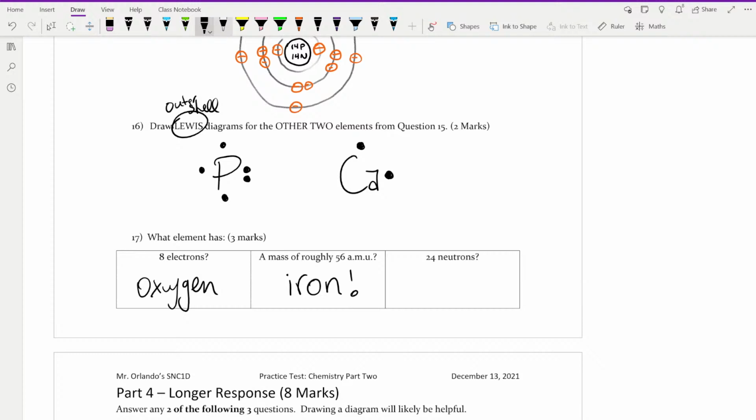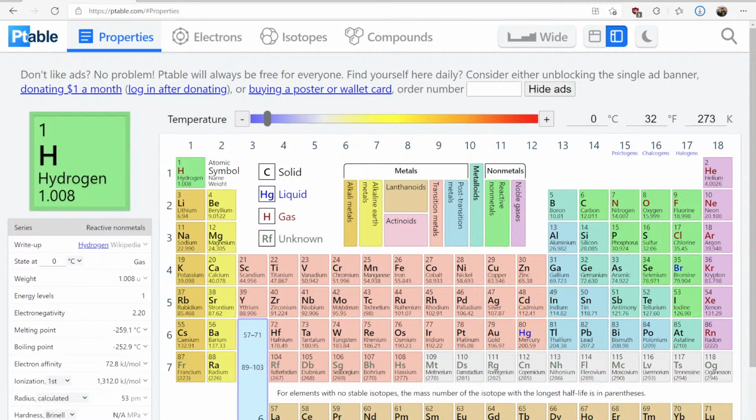And 24 neutrons. So there could potentially be a few answers to this. This one will be a pain because we have to find one that is 24 more than the atomic number, its mass. So let's just take a look and see what some of the options are.